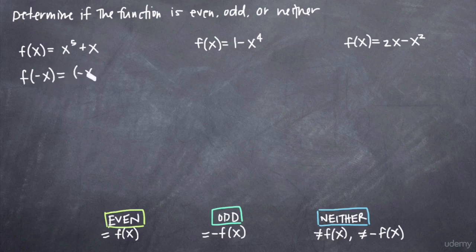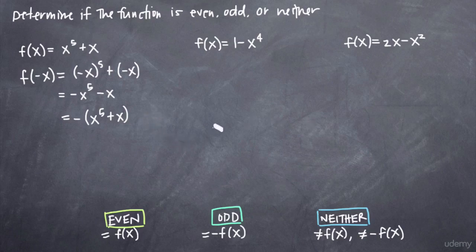We'll get negative x to the fifth plus negative x, and again we just want to simplify as much as we can here. Negative x to the fifth will give us negative x to the fifth like this, minus x. At first glance, this might not look the same as our original function, f of x, but if we factor out a negative sign, we'll get negative x to the fifth plus x, and we can see that our functions are the same, but for the negative sign out in front.